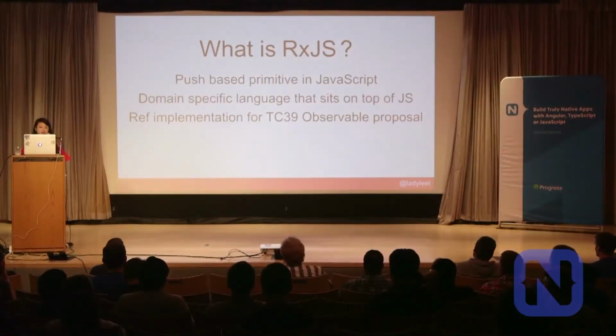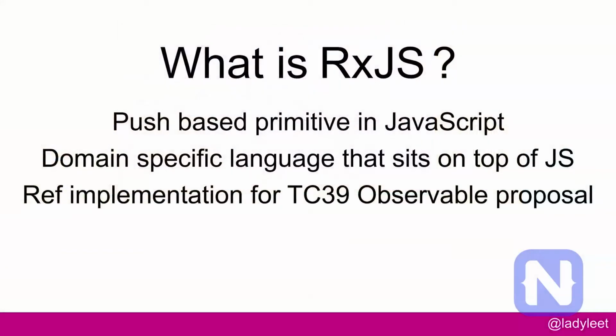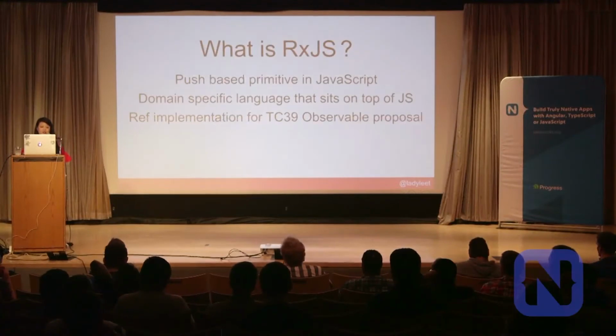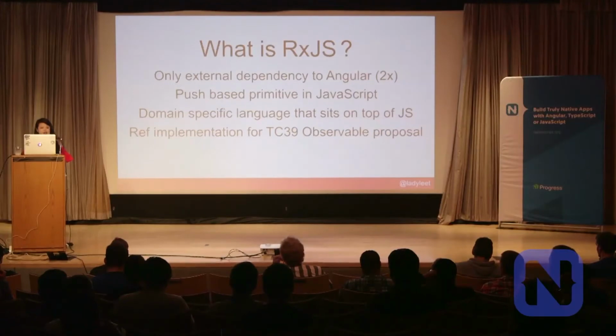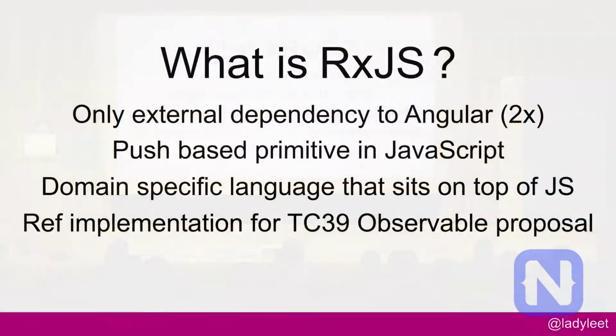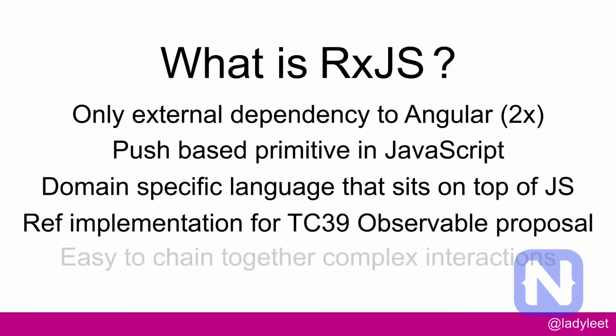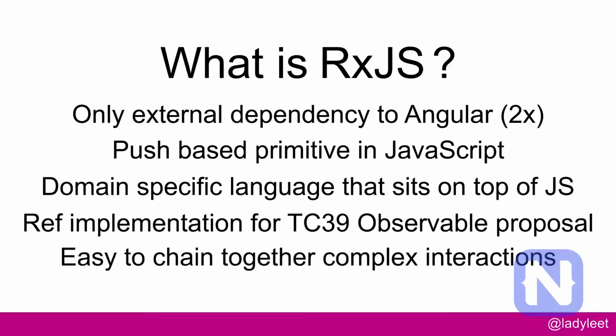It's a domain-specific language that sits on top of JavaScript, and I love this because it's declarative and it's really easy, if you put your application logic in RxJS, to refactor things. I have definitely refactored this specific application quite a few times in other languages. It's also the only external dependency to Angular 2x, and the reason that's important is because in NativeScript, since Angular is a first-class citizen, you just get RxJS. You don't have to npm install. And of course, it is really easy to use RxJS to chain together complex interactions once you understand what it's actually doing and how to use it.